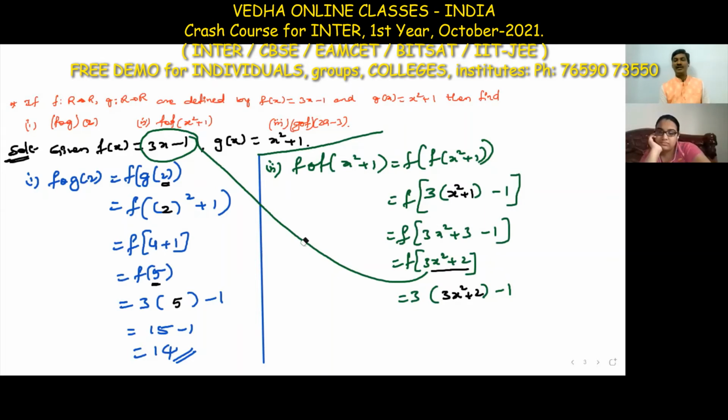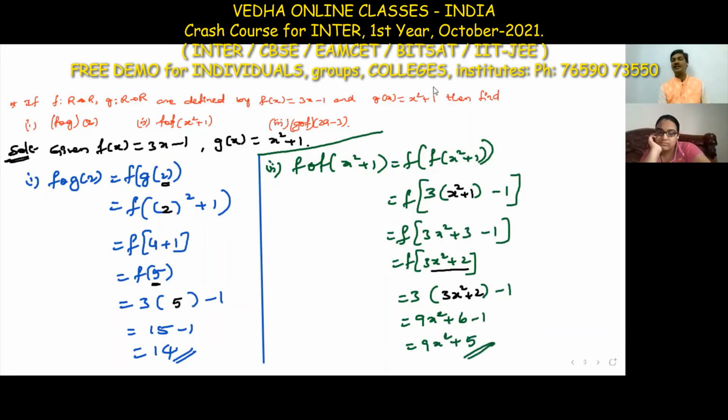Now if you simplify, 3 3s are 9x square, 3 2s are 6 minus 1. So that means 9x square plus 6 minus 1 is 5. This is the required solution. Understood?